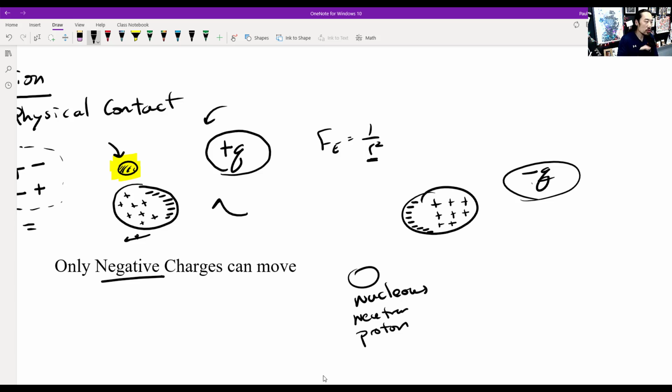The positive charges, they are stationary, they are bound within the nucleus. They do not move. This is very important. This is so important. It's one of those, put a little star next to that idea, so you can really see those in the MCQs. So only the negative charges move.